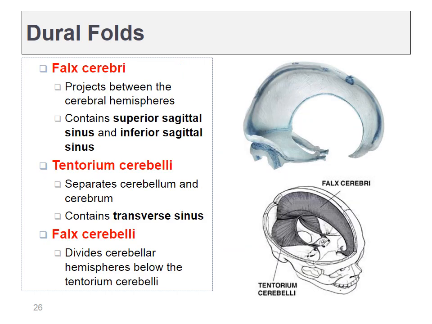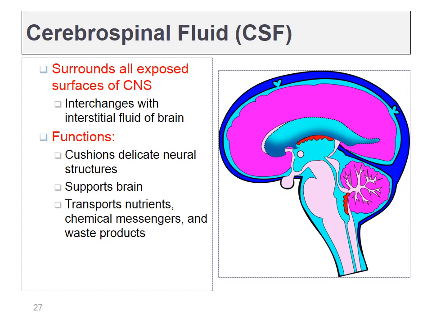The falx cerebri is a fold of dura mater between the two hemispheres of the cerebrum. The falx cerebelli is between the two hemispheres of the cerebellum, and the tentorium cerebelli rests above the cerebellum like a tent, separating it from the cerebrum. Cerebrospinal fluid drains into the dural sinuses once it has been used up, and the dural sinuses can carry it back to the heart to rejoin the circulatory system.